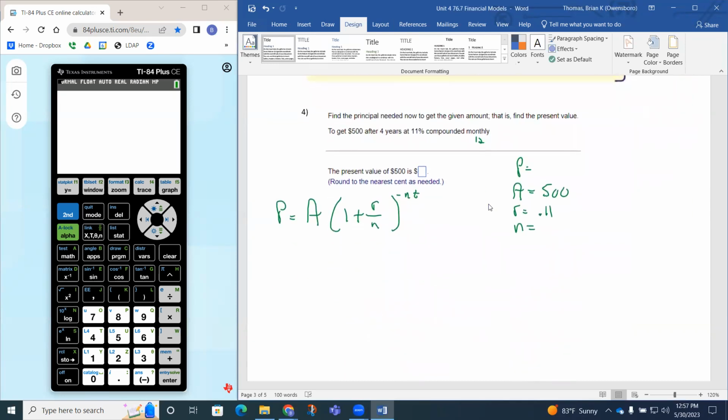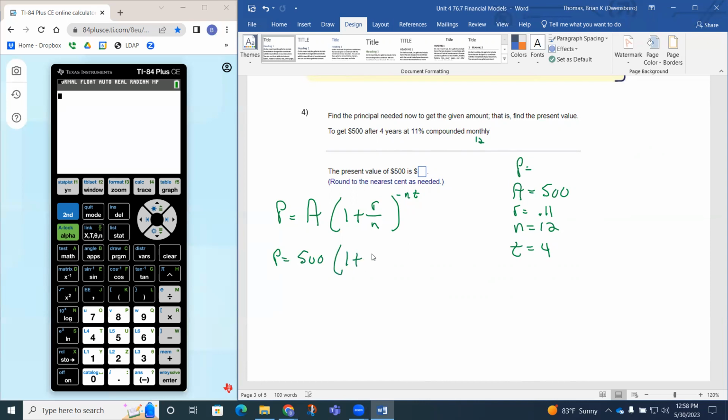All right. So we don't know the present value. The final amount is the 500. The rate of interest is 11%. The number of times being compounded is monthly, that's the 12. And the years that go by is going to be the 4 years. So we are compounding monthly, so n is 12. Again, we don't know what P is, but the final amount is the 500.